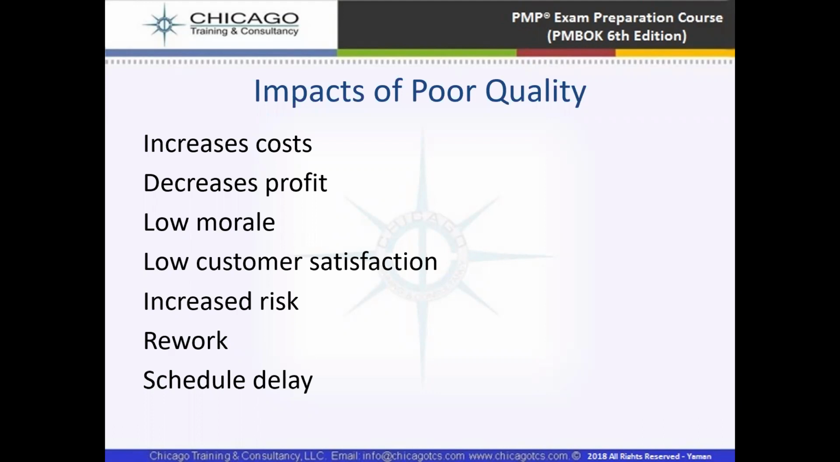The client will have an image that the company or the contractor is not working professionally, so they are doing the reworks again and again and they are not complying. So it means low customer satisfaction, and then an increased risk. If you are doing the work without adhering to the quality, we are increasing our risk. And then there is rework, as I discussed before, and we will have a schedule delay, a time delay, due to rework.